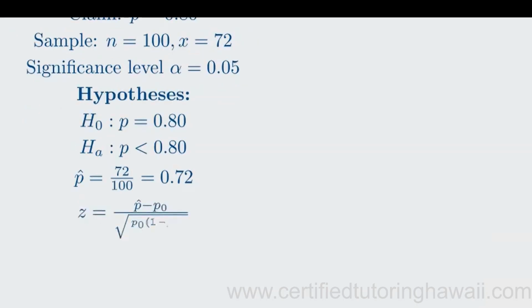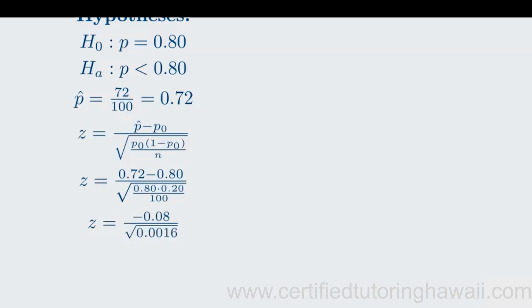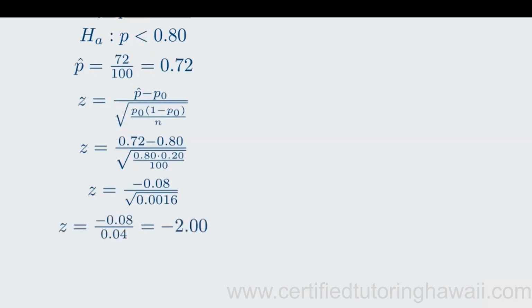Now, we calculate the z-statistic using our formula. Plugging in our values, we get 0.72 minus 0.80, divided by the square root of 0.8 times 0.2 over 100. This simplifies to negative 0.08 divided by the square root of 0.0016. Finally, negative 0.08 divided by 0.04 gives us a z-statistic of negative 2.00. Our test statistic is negative 2. This means our sample result is 2 standard deviations below the hypothesized mean.